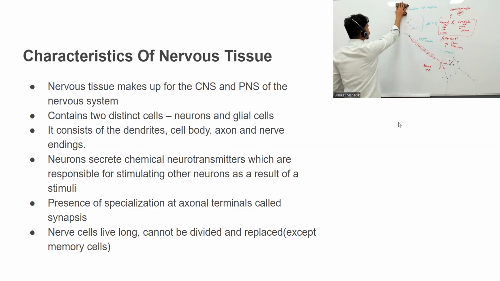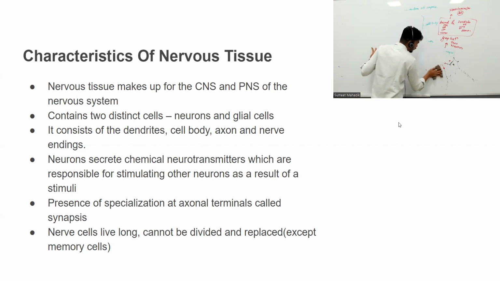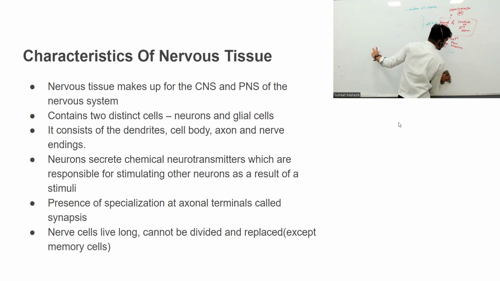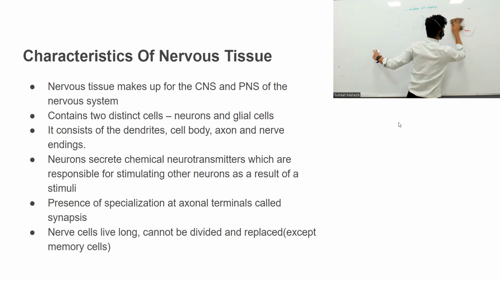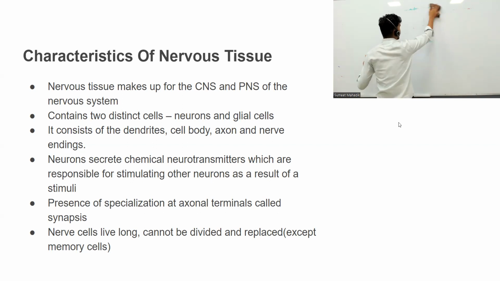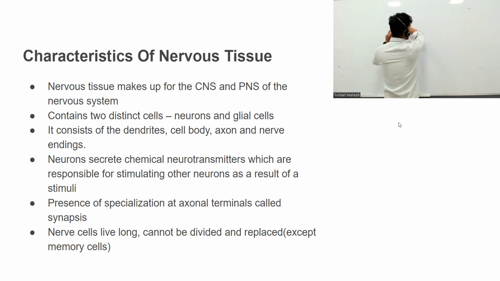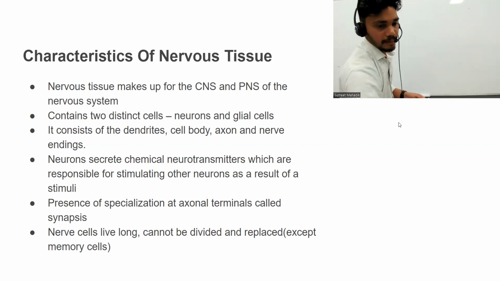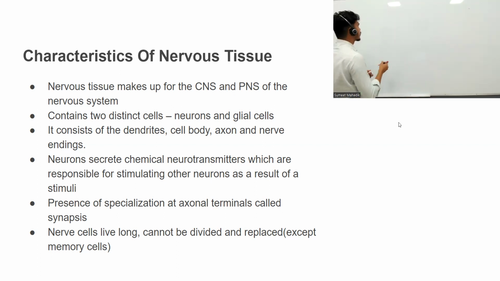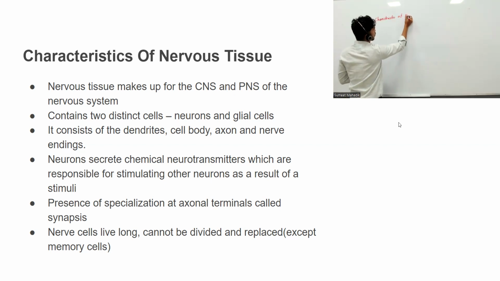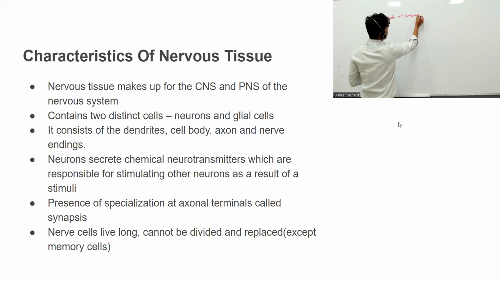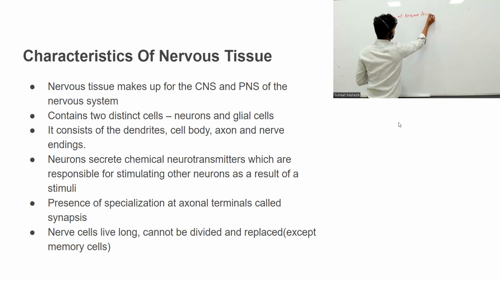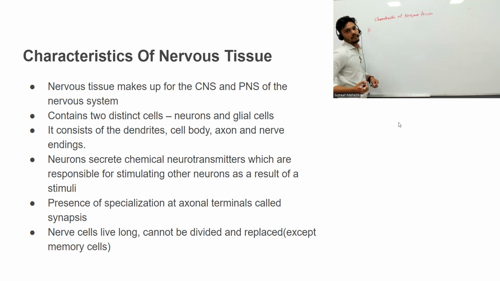Okay, now let's move to the characteristics. What have we just understood? The communication between the two neurons is via neurotransmitters, and why do we have to do this? Because the impulse should be transmitted. So if I'm talking about the characteristics of nervous tissues, the first one, what is that?